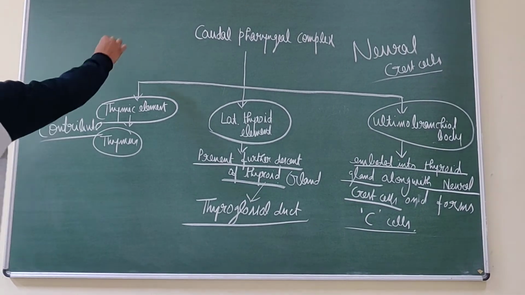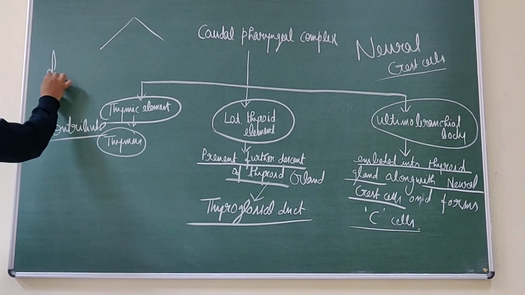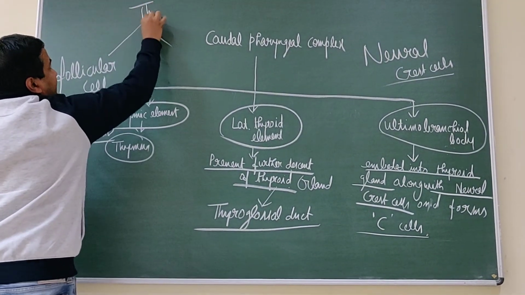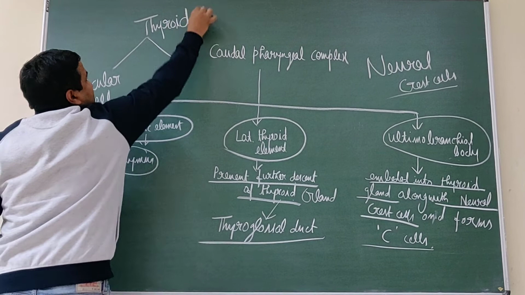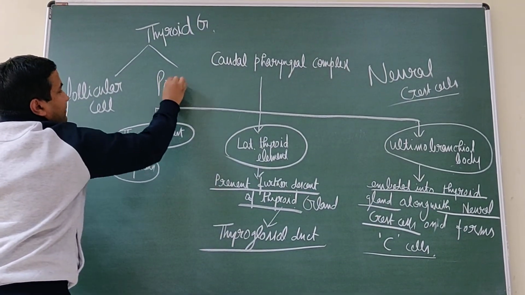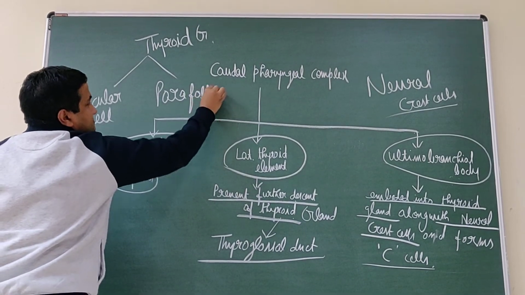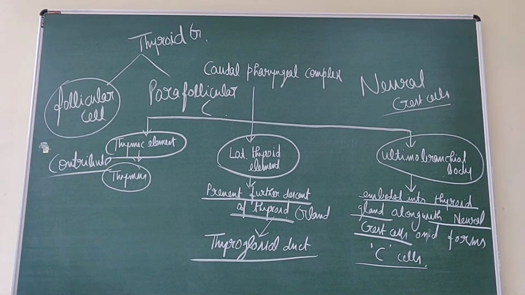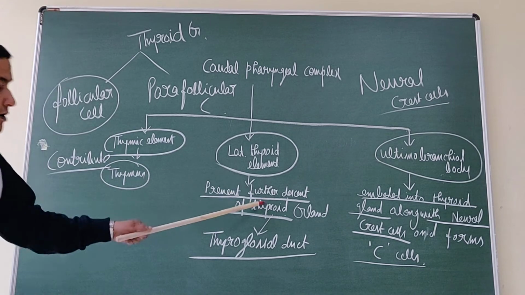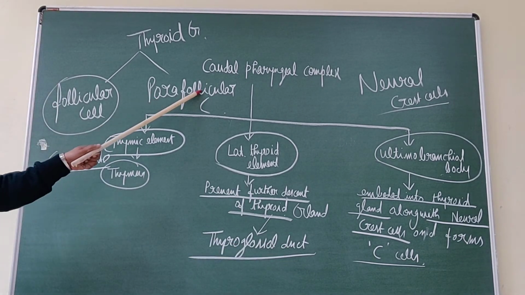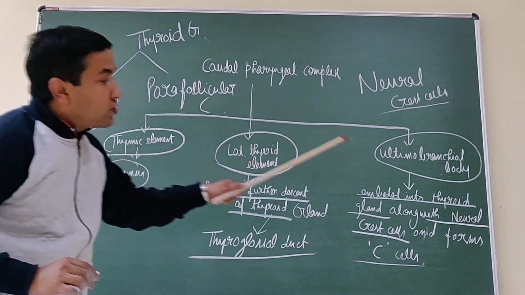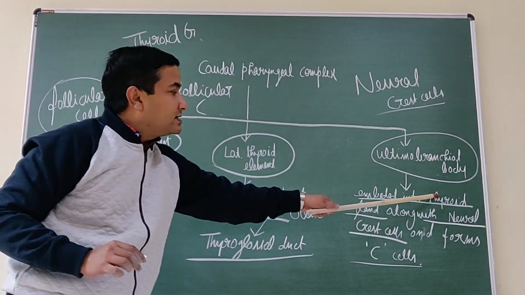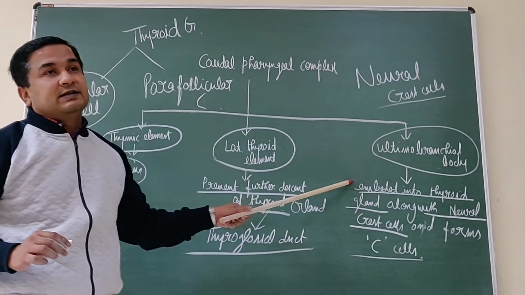So in the thyroid gland, two types of cells are present: follicular and parafollicular. The follicular cells secrete the thyroid hormone and are formed from the thyroglossal duct, while the parafollicular cells that secrete the calcitonin hormone are formed by the neural crest cells that enter the thyroid gland along with the ultimobranchial body.